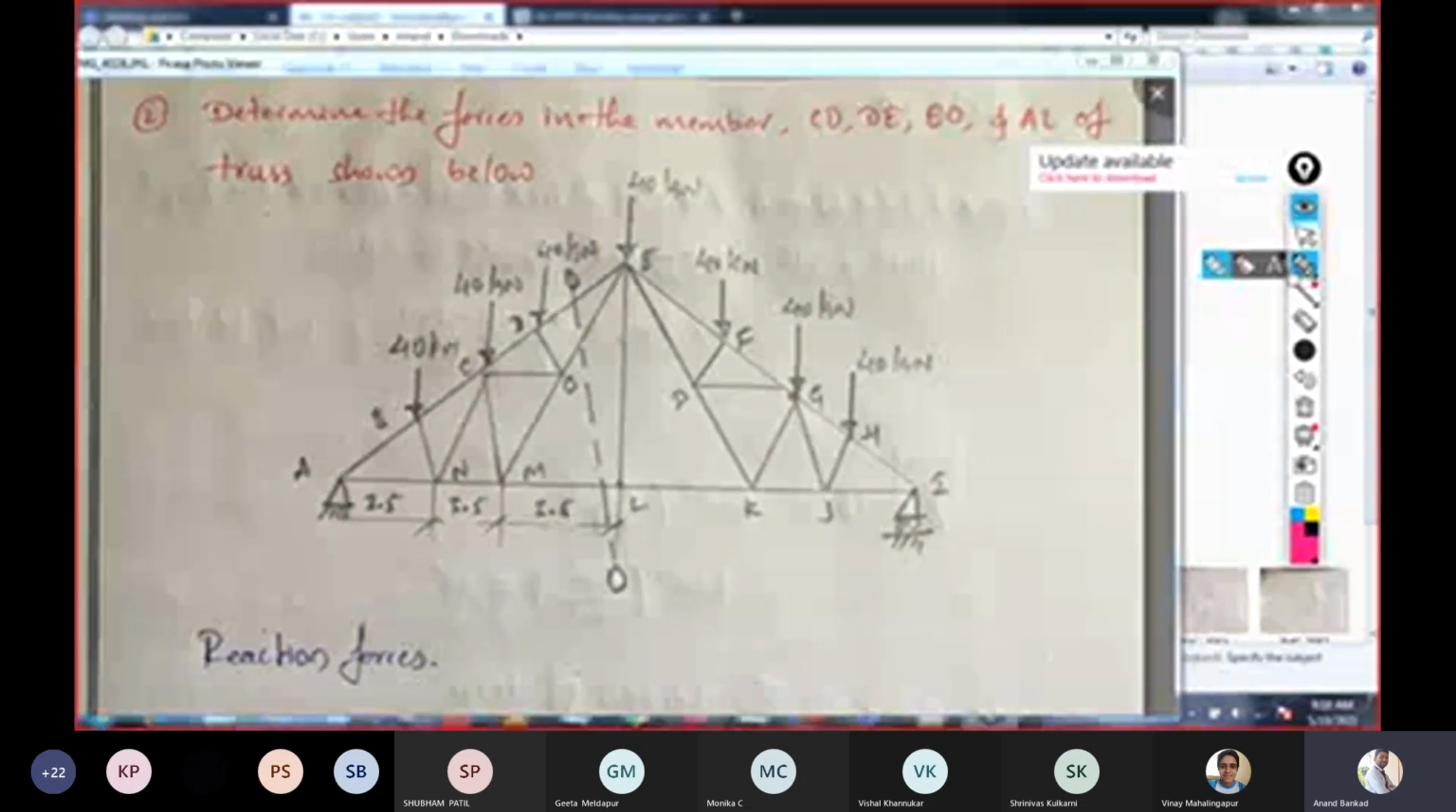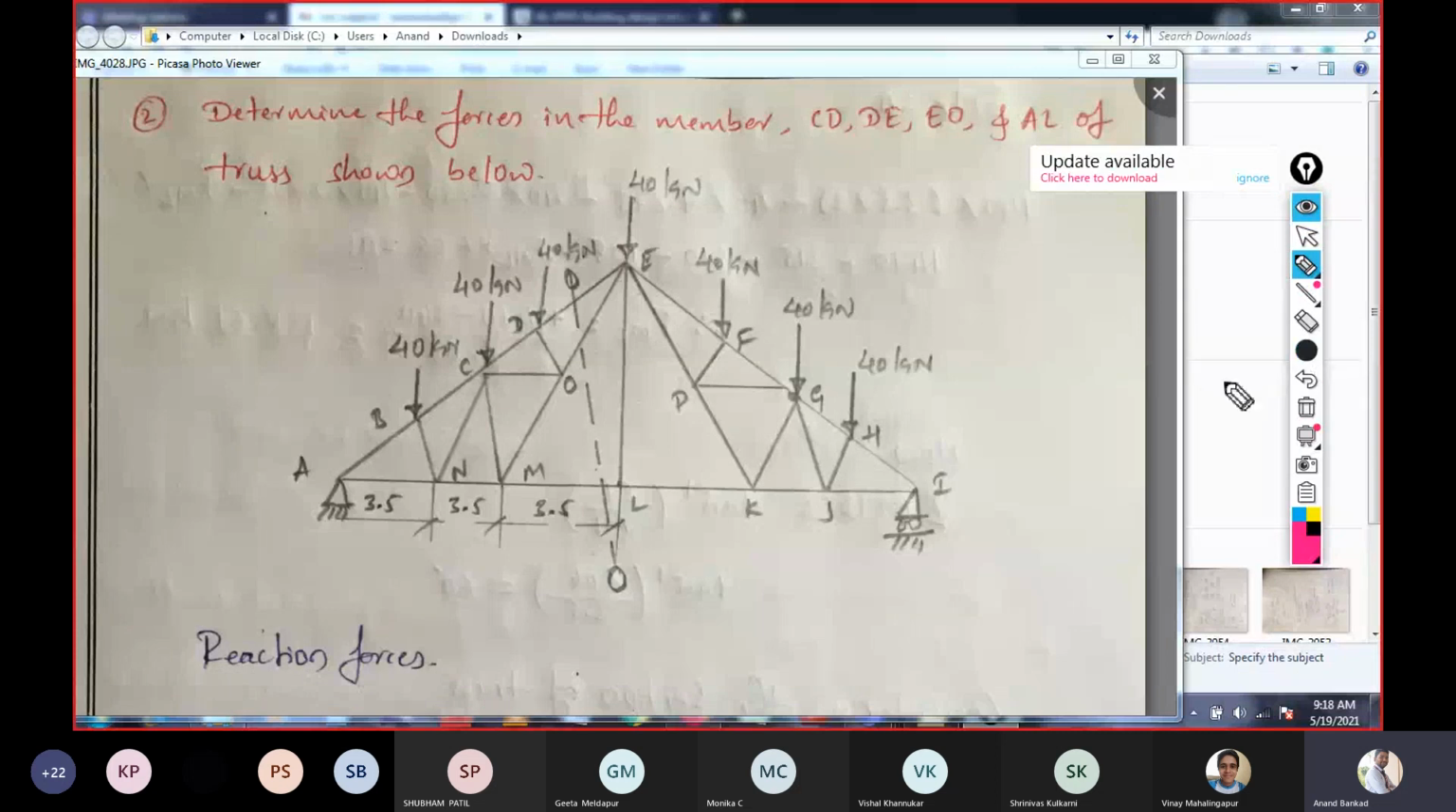What are the members they have asked us to calculate? CD is one member they have asked to calculate, and DE is another member, and EO is another member, and apart from that AL. Only these members they have asked to calculate the forces in the truss. So CD and DE and EO and AL, right? Only these 4 members.